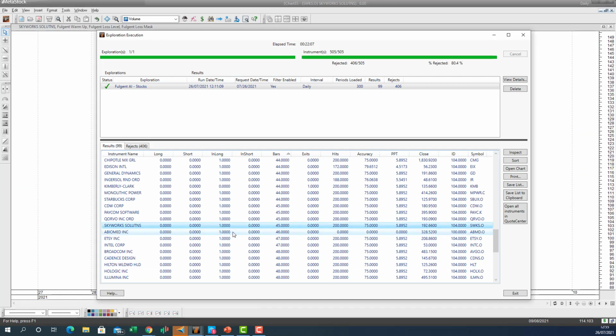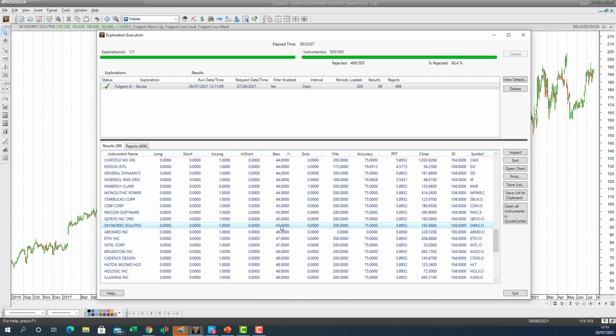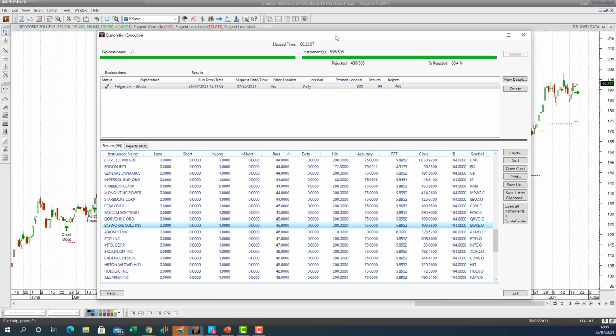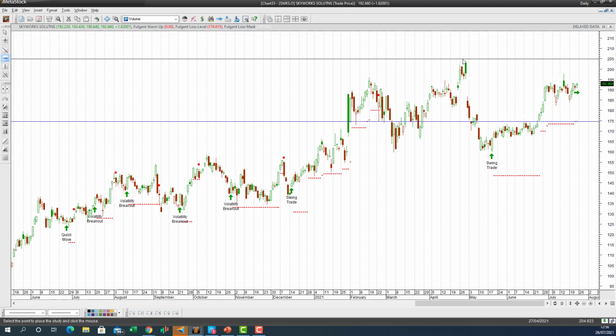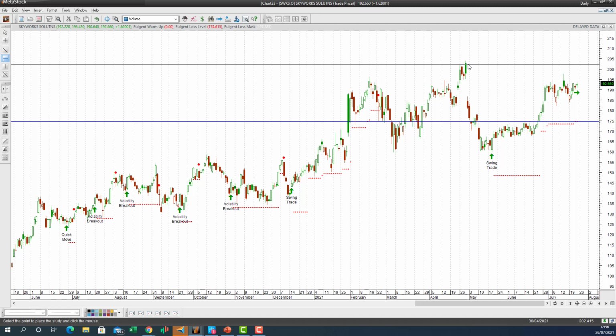Skyworks Solutions, that's in a trade, 45 days into a trade. Let's see how this one pans out. You can see the fantastic swing trade worked out very well. You got in there at 166, it's now 192, so that trade's still active. The trailing stop is now moved up to 175, and then your profit target is this old high here. That's where we can start looking at taking profit off the table.